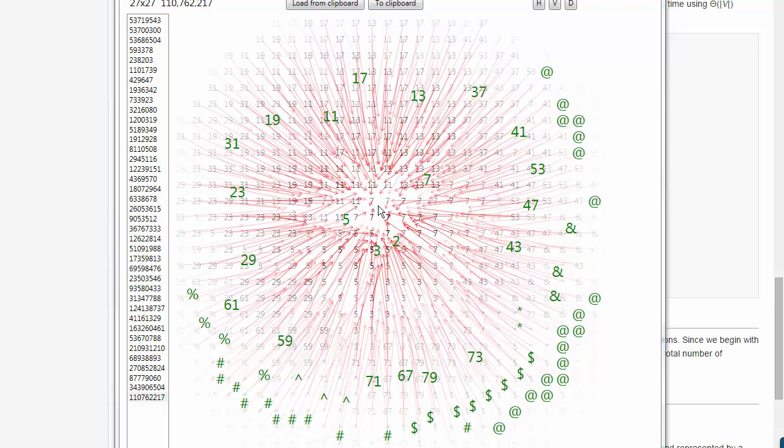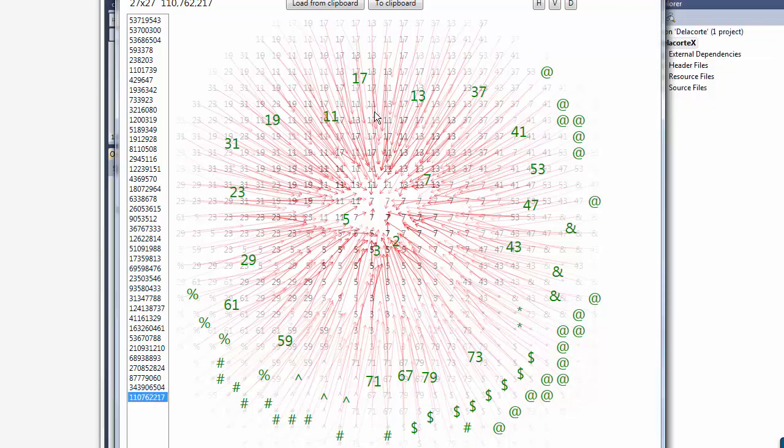Alright, and then these green numbers, those are all the prime numbers, all the ideal spots for the prime numbers. And the large green numbers, like this green 13, it's showing the average position of all the multiples of 13 on the grid.